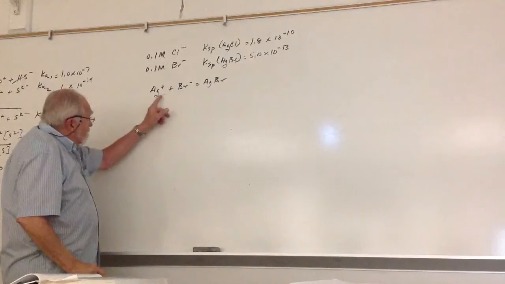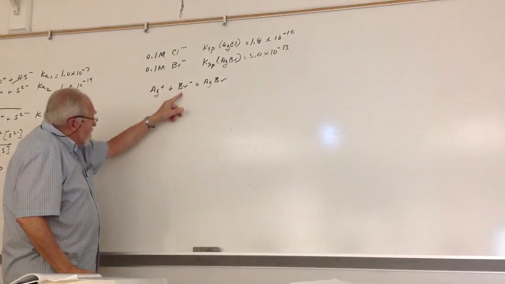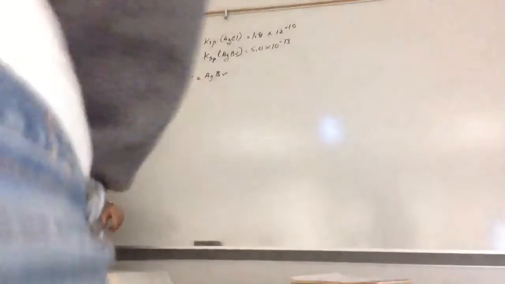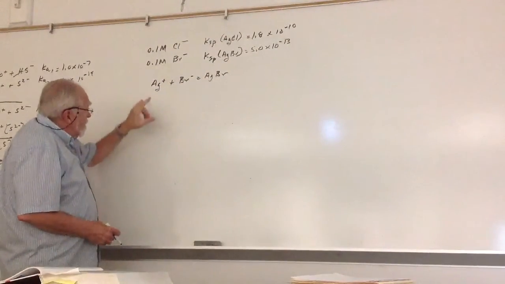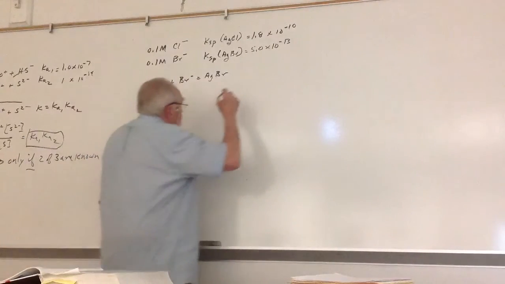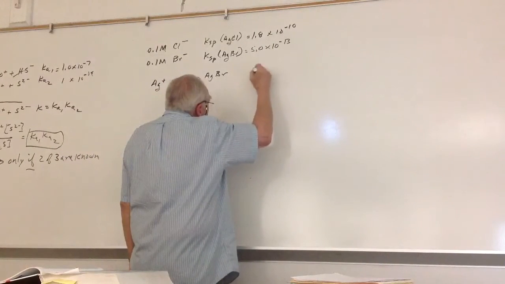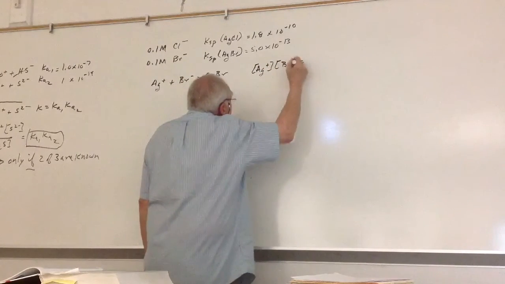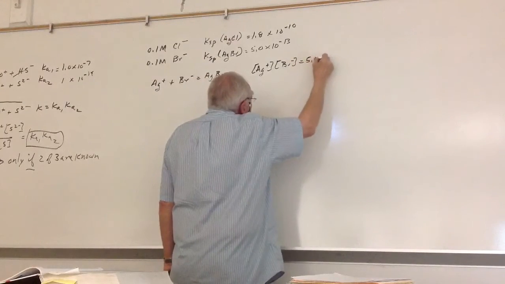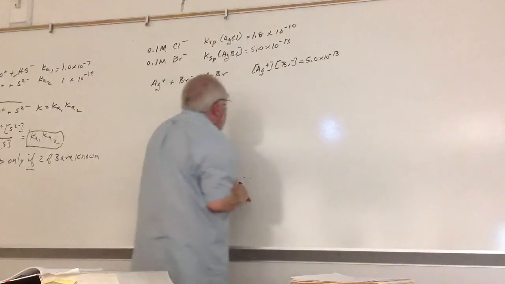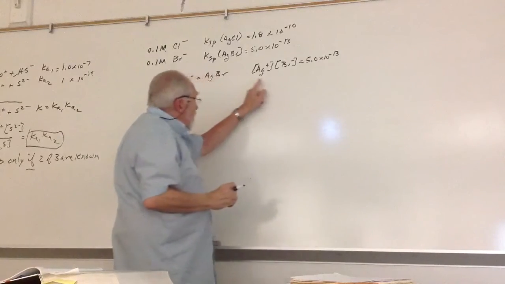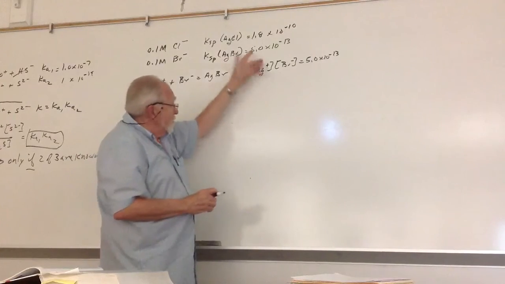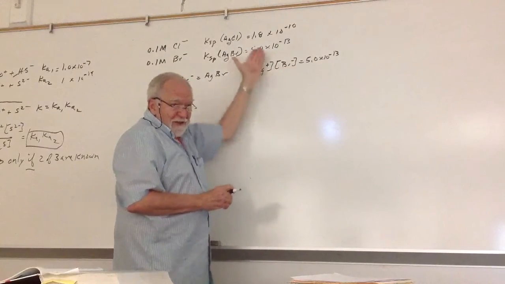So as I add silver ion, I'm using up bromide ion, and this concentration goes down. And of course, I'm making this precipitate. Eventually, since there's an equilibrium, now I'm going to write the equilibrium expression. As this goes down, what has to happen to this number? It has to go up because it's equal to a constant. One goes down, the other increases.